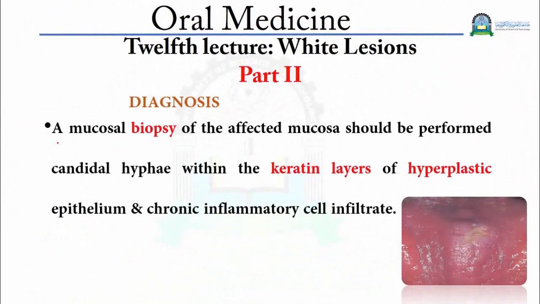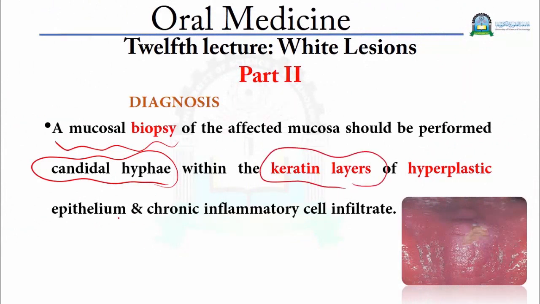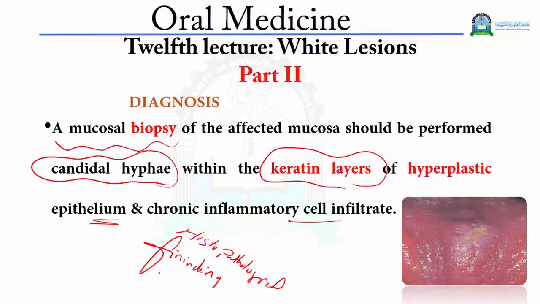For the diagnosis, a mucosal biopsy will reveal the definite diagnosis and should be performed. You will find candidal hyphae as evidence of the causative factor Candida albicans, and you will find keratin layers and hyperplastic epithelium with chronic inflammatory cell infiltrates. These are the histopathological findings of Candida Leukoplakia.